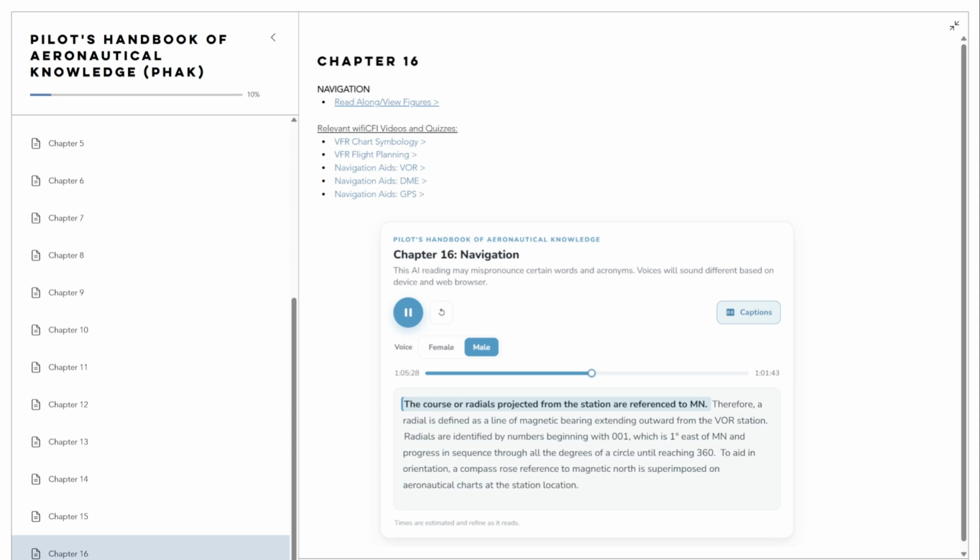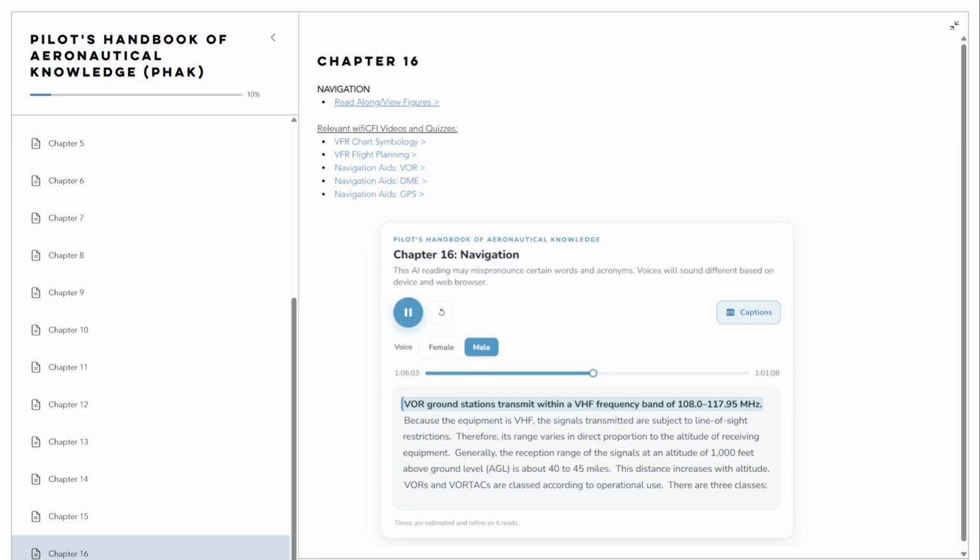The course or radials projected from the station are referenced to magnetic north. Therefore, a radial is defined as a line of magnetic bearing extending outward from the VOR station. Radials are identified by numbers beginning with 001, which is 1 degree east of magnetic north, and progress in sequence through all the degrees of a circle until reaching 360. To aid in orientation, a compass rose reference to magnetic north is superimposed on aeronautical charts at the station location.